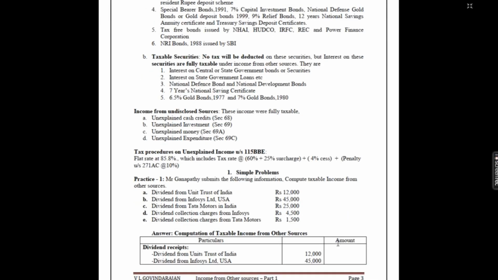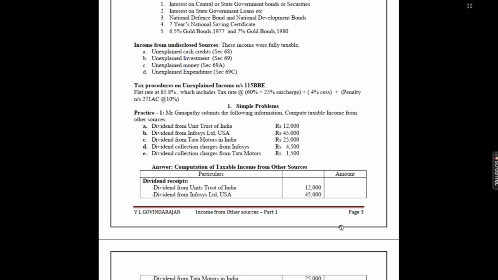Income from undisclosed sources means what? These incomes were fully taxable. Number one is unexplained cash credit, unexplained investment, unexplained money, unexplained expenditure. These were fully taxable. These are also called deemed incomes from other sources. The tax procedure for these deemed incomes will be flat at 85.8%, which includes the tax rate of 60% plus a 25% surcharge plus 4% cess plus penalty under section 271AC at the rate of 10%. It comes around 85.8%.